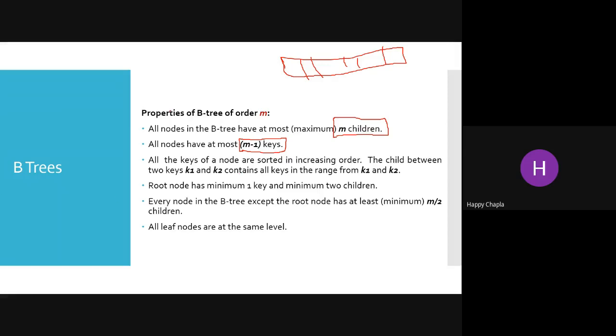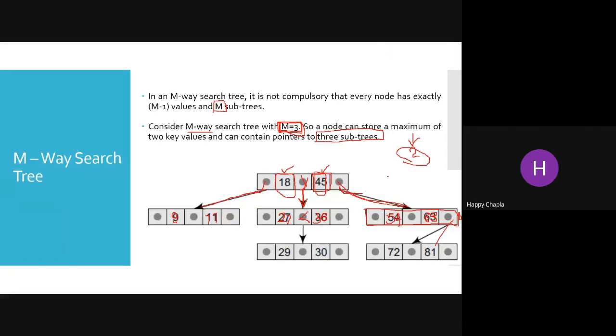Now, all the keys of a node are sorted in an increasing order. The child between two keys, K1 and K2, contains all keys in the range of K1 and K2. Yes, we had discussed. ये 18 से और 45 के बीच में जितनी भी वैल्यूज है वो 18 से कम नहीं होना चाहिए, और 45 से ज्यादा नहीं होना चाहिए. So in between of 18 and 45 you can insert the values. Okay, so range is fixed. Maximum you can insert greater than 18 and less than 45.